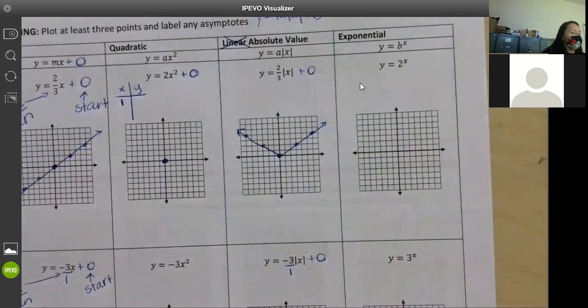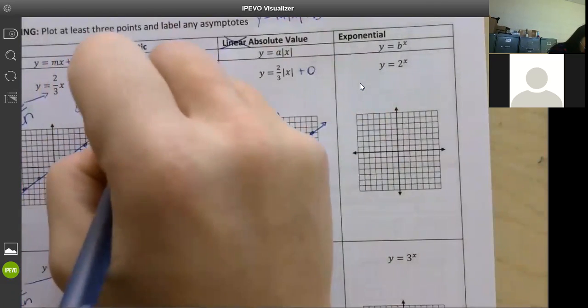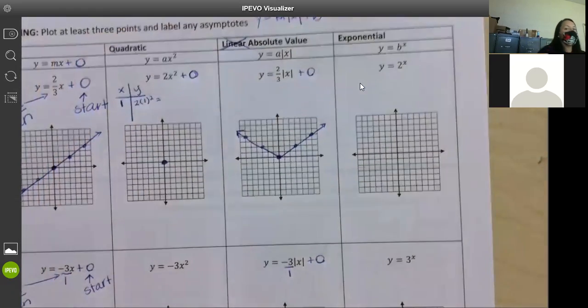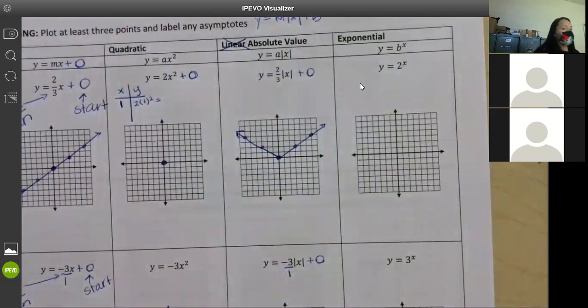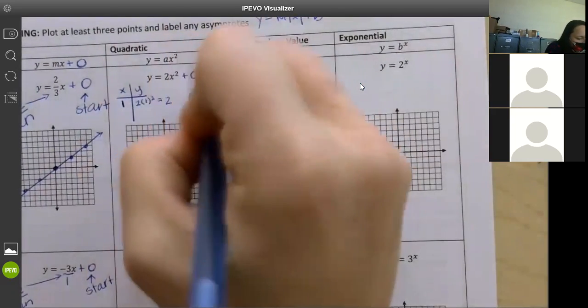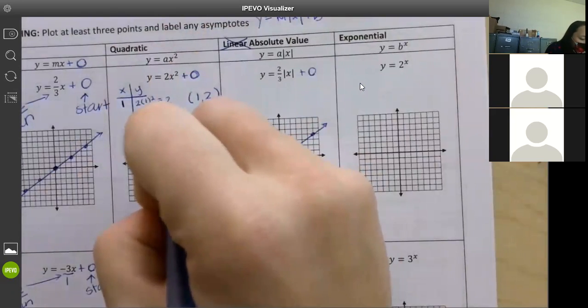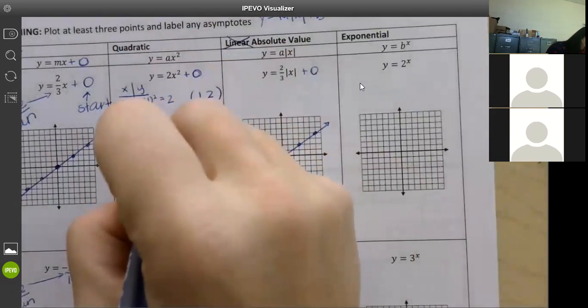So I'm going to pick x is 1, and then I'm going to plug it in. 2 times 1 squared. What is 1 squared? Come on, guys, quick. 1 squared. 1. Times 2, thank you. 2. So my coordinate is 1, 2. What do you know about it? It mirrors on the left side, right? Quadratic is that U shape. So I can just go ahead and get this point as well.